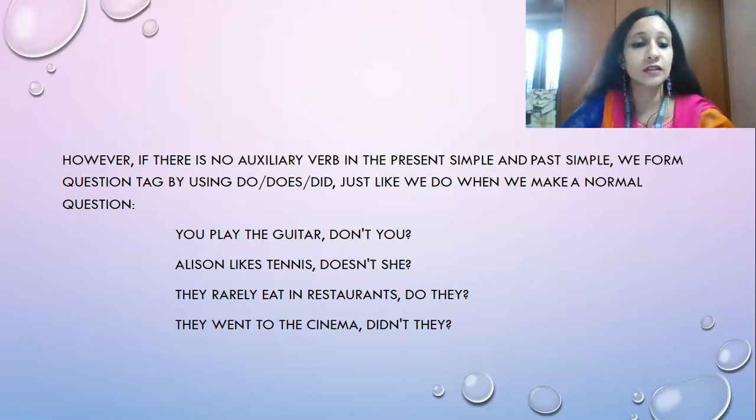Look at this question. Alison likes tennis, doesn't she? Can you guess what the do form here is? Does Alison like tennis? Right? Alison likes tennis, doesn't she? They rarely eat in restaurants, do they? Do they rarely eat in restaurants? Do they? They went to the cinema, didn't they? So when there is no auxiliary verb, take the do form and maintain the correct tense.